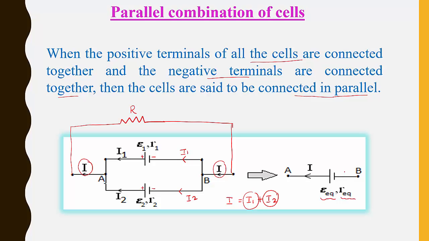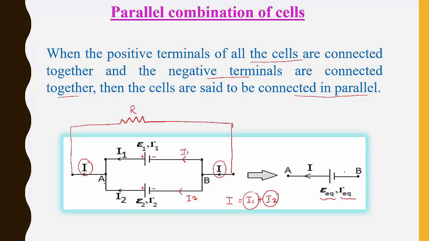So here, when you are going to derive the combination or grouping of cells, that may be series, parallel or a mixed grouping of cells, you have to know the definitions of cell, EMF, internal resistance and terminal voltage. You already studied them. Once again I will repeat.